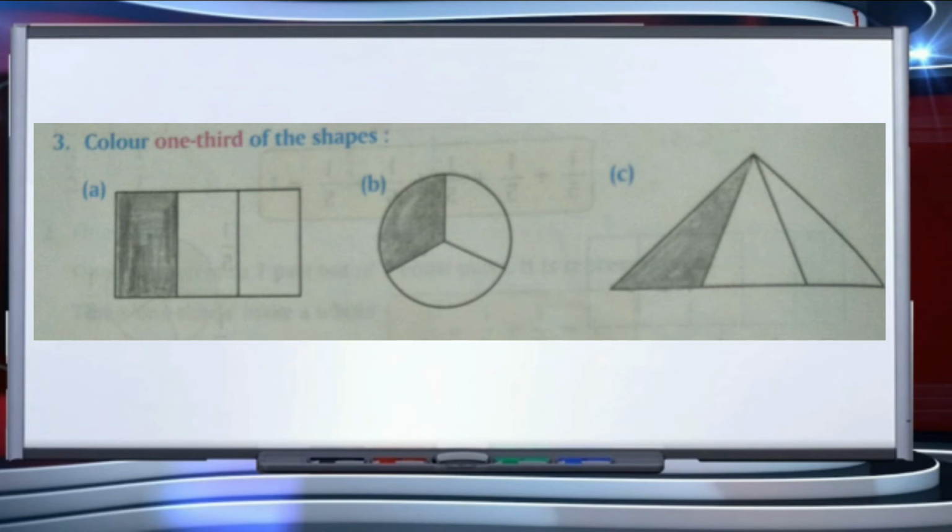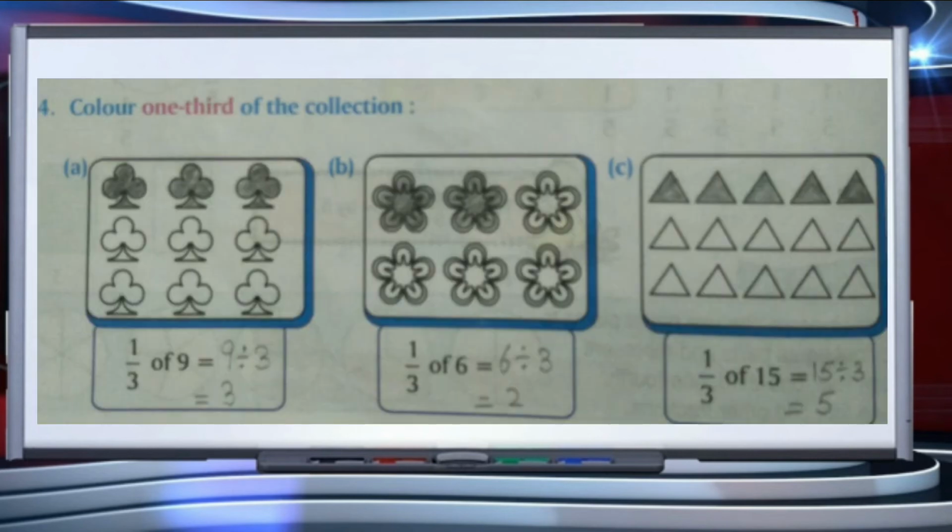In the triangle, we have to again color only one of the pictures. Then the fourth question is we have to color 1/3 of the collection. Now here again it is a collection, 1/3. 1/3 means 1/3 of a number, that is 1/3 of 9. So what we will do, we will divide 9 by 3. 3 threes are 9, and we have to color here only 3 trees.